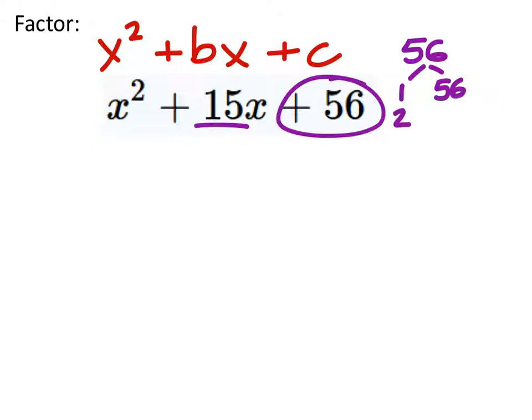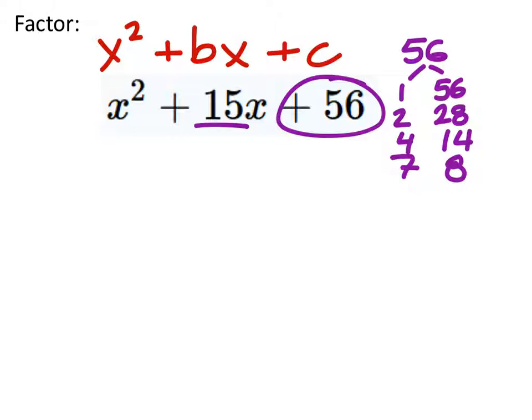I've got 2 and 28. 3 is not factorable here, but 4 is. 4 and 14. 5, 6 is no good. 7 and 8. Bam, nailed it.